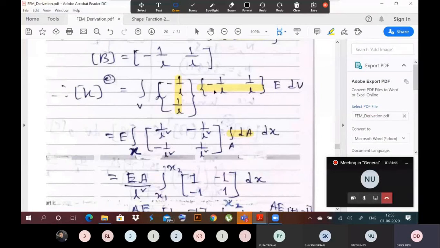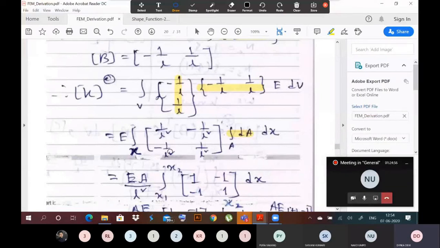And integration over area dA is equal to A, that can be taken out. So EA by L square, 1 by L square is common to all the elements, that can be taken out. Then the integration over length can also be brought to this side because these are constant. Okay, so ultimately we have EA by L square, [1 -1; -1 1], and integration over x1 to x2 dx, because it is integration over length.